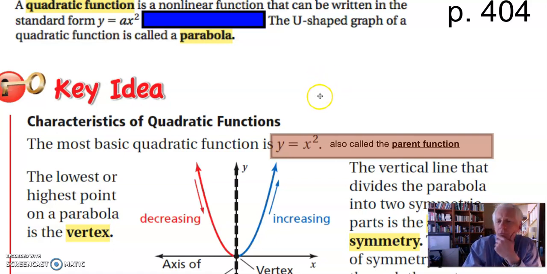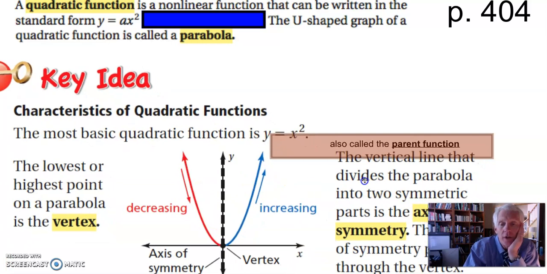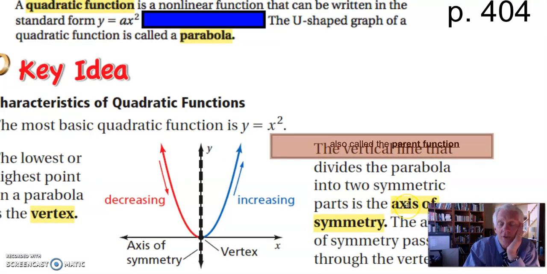The most basic function is called the parent function. I highlighted it in this little, I don't know what color that is, brown. y equals x squared. We're going to use that a lot today. We'll come back to that in a second. In your quadratic function, a couple of terms I want you to know today are very important: axis of symmetry and vertex.